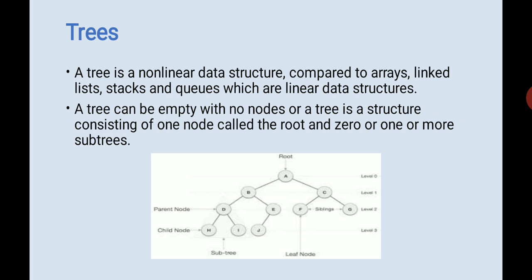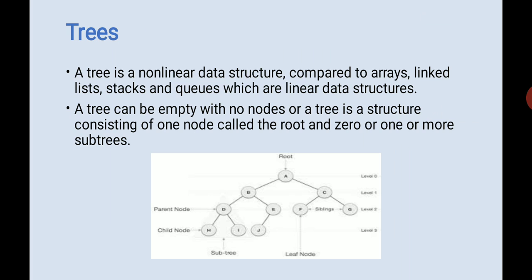Trees. Okay. Now what is a tree? See, a tree is a non-linear data structure, right? So it does not proceed in a line, but it can proceed in a non-linear way, compared to arrays, linked lists, stacks and queues, which were linear data structures. So a tree is non-linear. A tree can be empty with no nodes, or a tree is a structure. Achha, what is the other non-linear structure we studied previous to trees? Graphs, right? So graph, and after graph we have trees, which is a non-linear data structure.